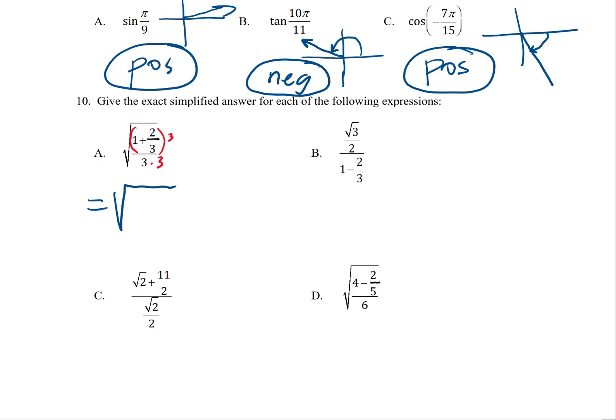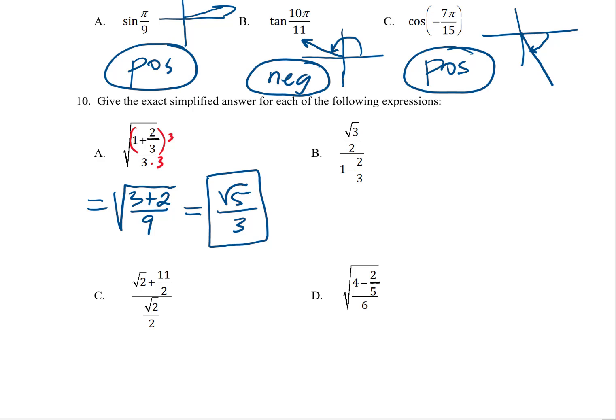On the top, I have to distribute. 1 times 3 is 3. And in the second multiplication, the 3's cancel, leaving me with 2. The bottom gives me a 9 here. And then this works out very nicely because the top is going to be a 5. So I have square root of 5 on the top. The bottom is just square root of 9, which has a nice answer of 3. And so I'm finished.